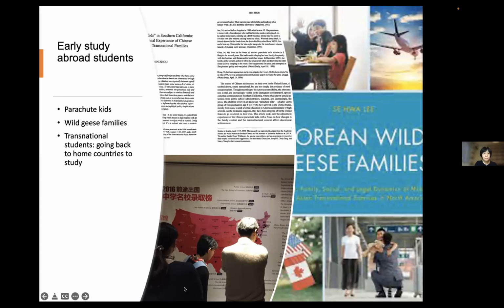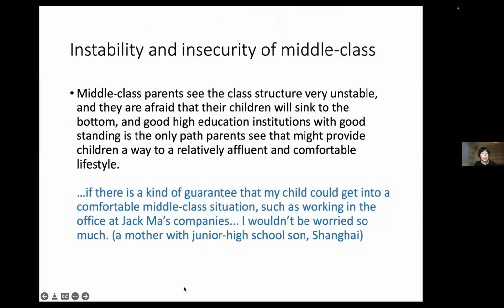an expanding trend. The last point I want to mention here, and one of the reasons why all those families want to invest so much money and want to send their children away early on to receive international education, is because I think the middle class in many Asian countries, I also read studies in Kazakhstan, even in some UK, they feel that this class position is unstable and insecure.